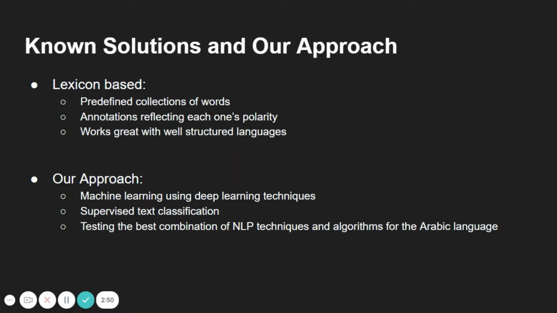But first, just a brief overview of the various types of solutions out there. The first is lexicon-based and the other is machine learning-based. The latter, my colleague Amine will be going more in depth on, but first of all, for the lexicon-based solution, there are usually predefined collections of words which are annotated to reflect each one's polarity, which could work really great with well-structured languages such as English or French.